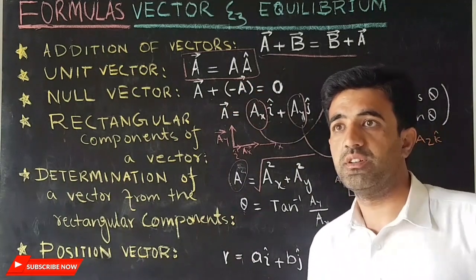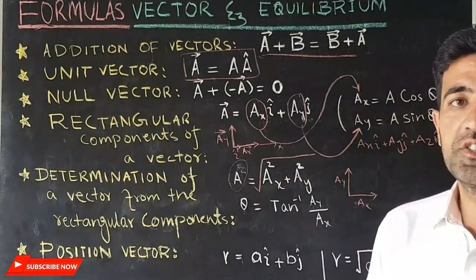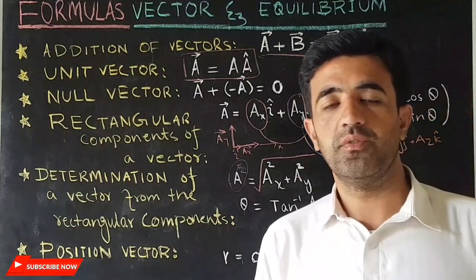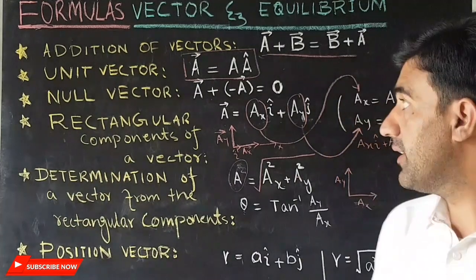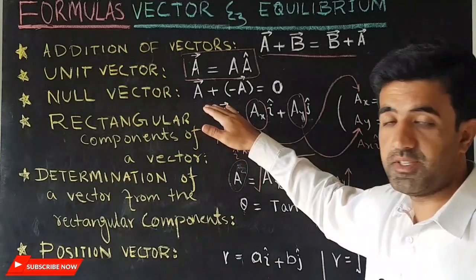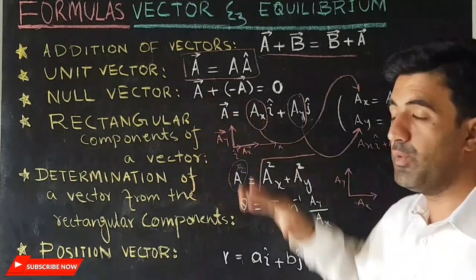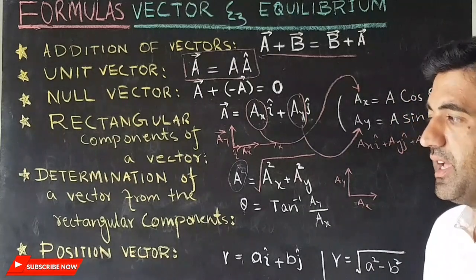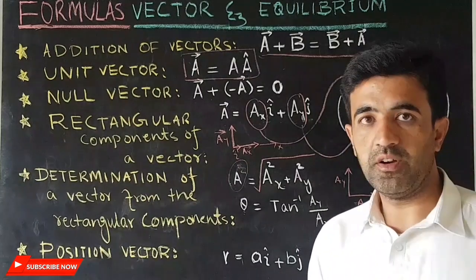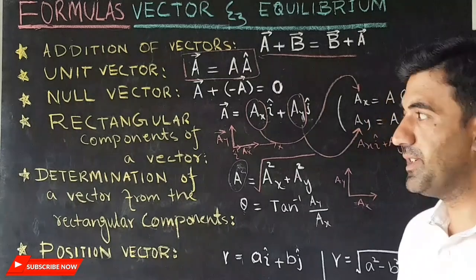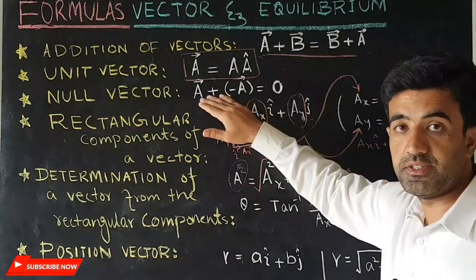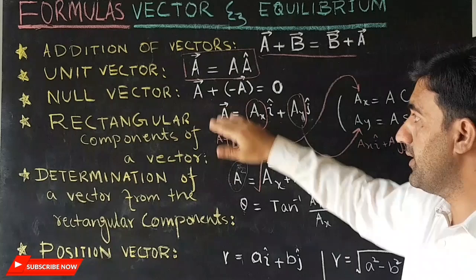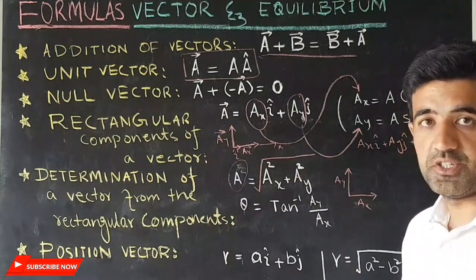We will discuss this in the next chapter in great detail, but here I have just written a simple formula for the null vector. It means that a null vector is a vector in physics which has zero magnitude and arbitrary direction. Therefore, it is known as a null vector, and here is the representation of the null vector.